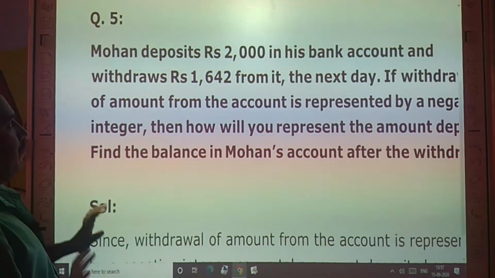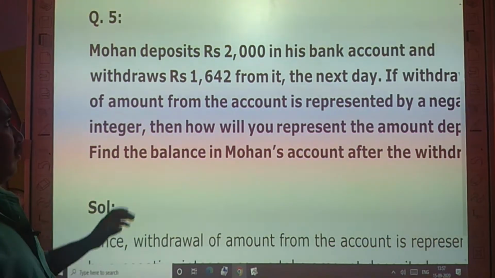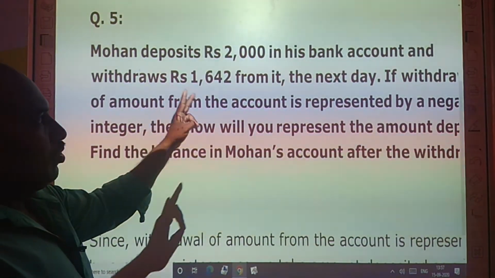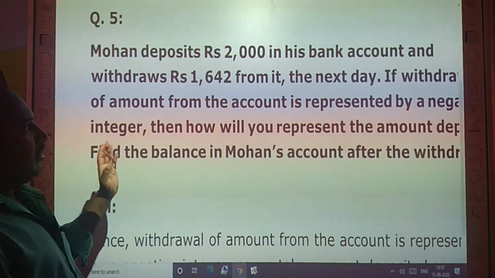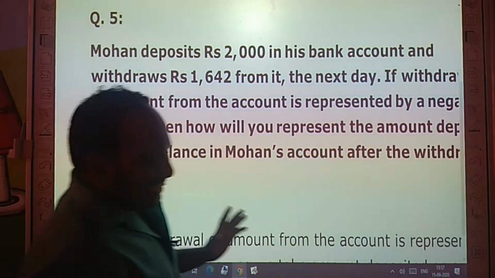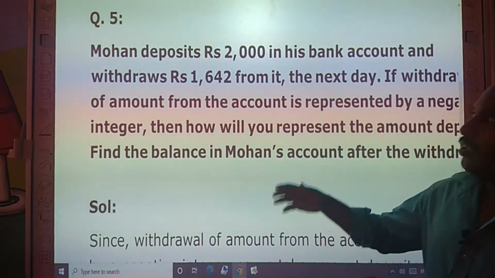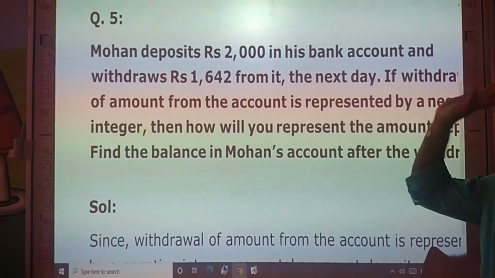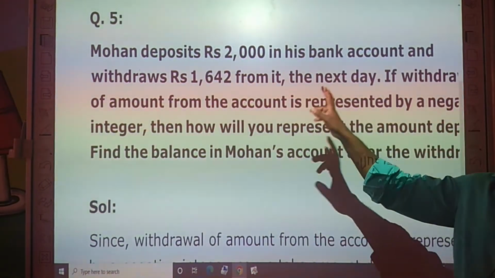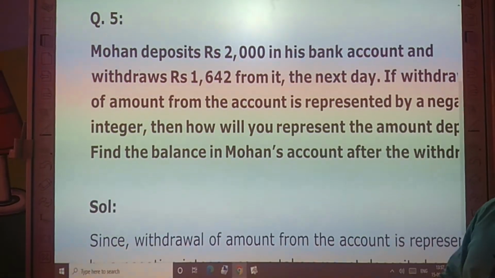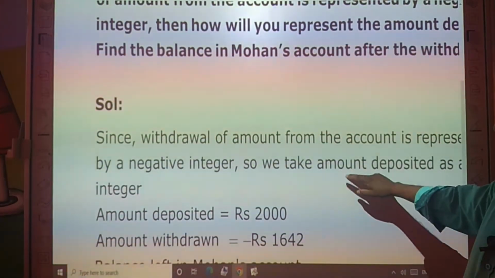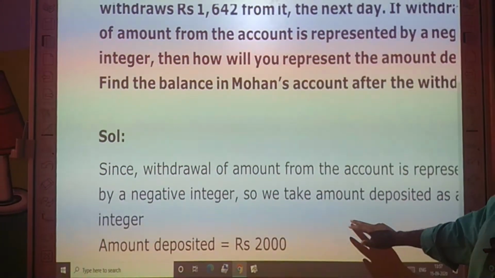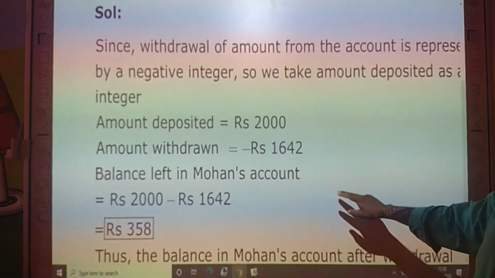Question number 5. Mohan deposits 2000 in his bank account and withdraws 1642. Mohan deposited the amount 2000 and withdrew the amount 1642 rupees. So our question is the balance amount. We want the balance amount.